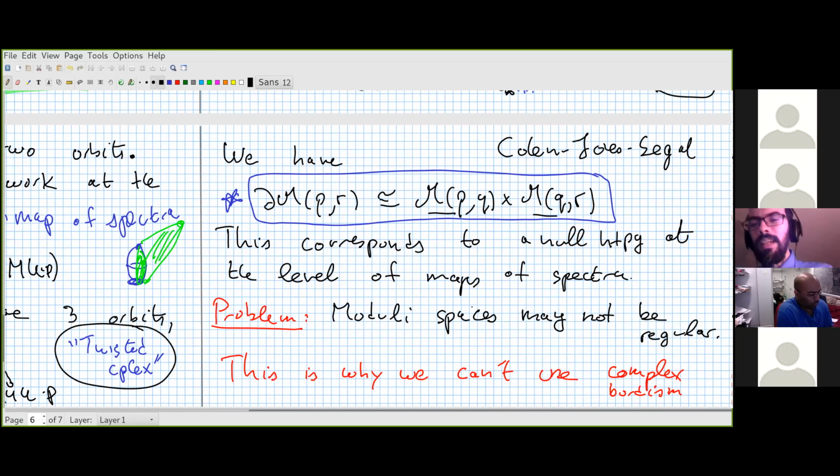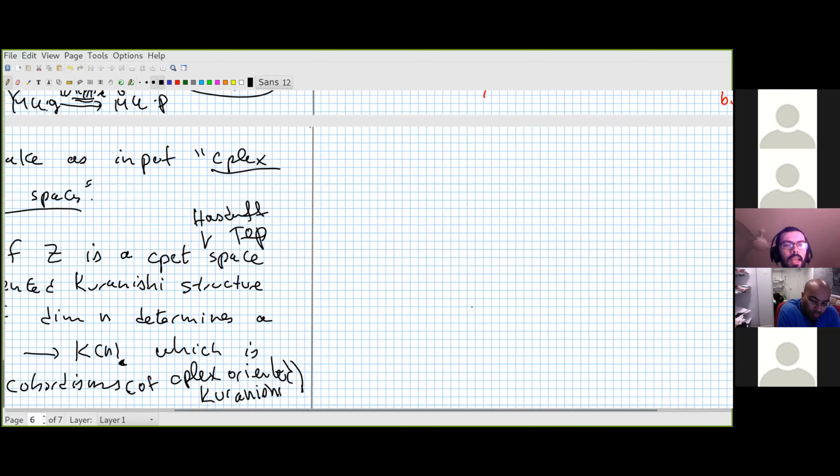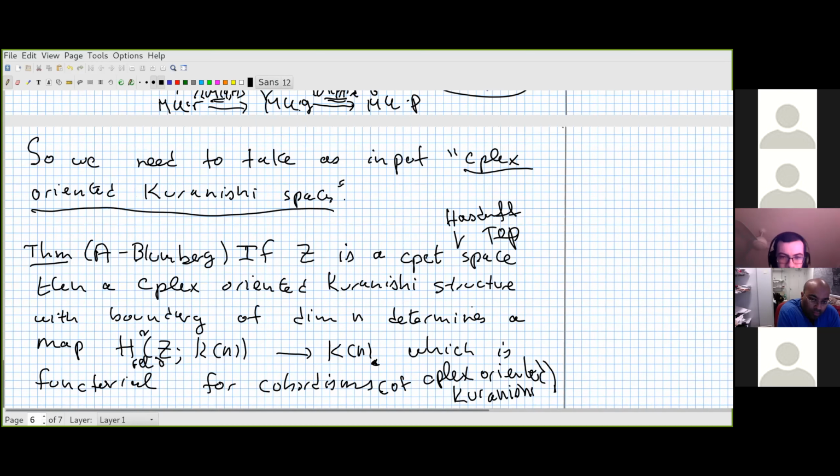And there's a problem, which is that the story is very nice, and it would be great if we could use it to define Floer theoretic complex bordism, but we cannot. And the reason we cannot is because the moduli spaces may not be regular, which means they may not be manifolds. And at first, what you think, as Arnold said, is that they're not manifolds because of this isotropy stuff, but that's not really the problem. I mean, that problem we can handle. It's more than that. So let me say what's needed.